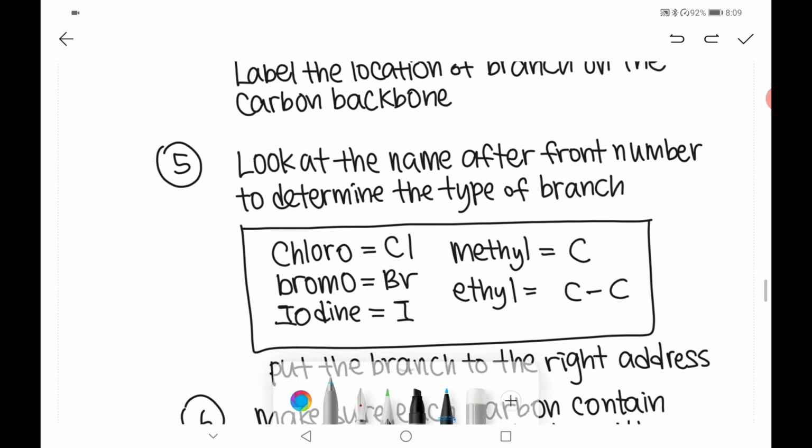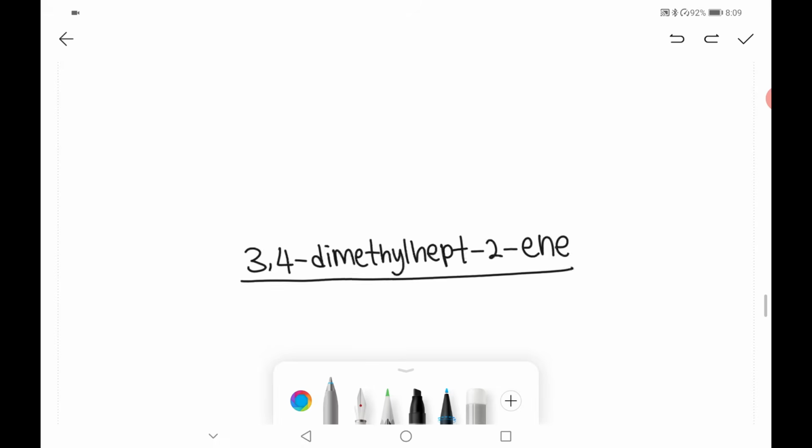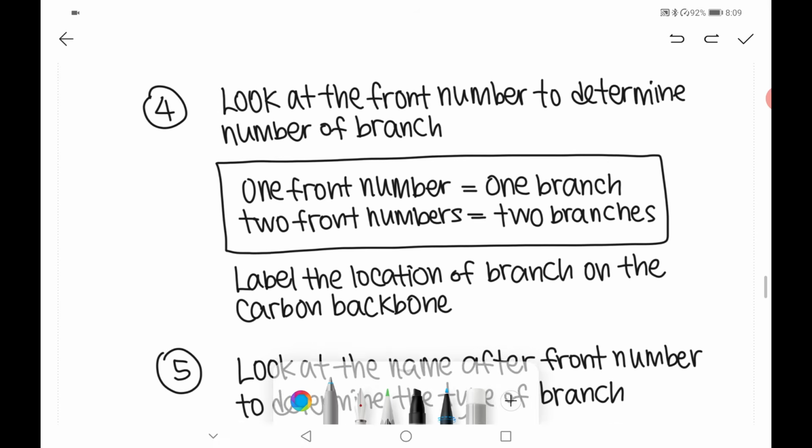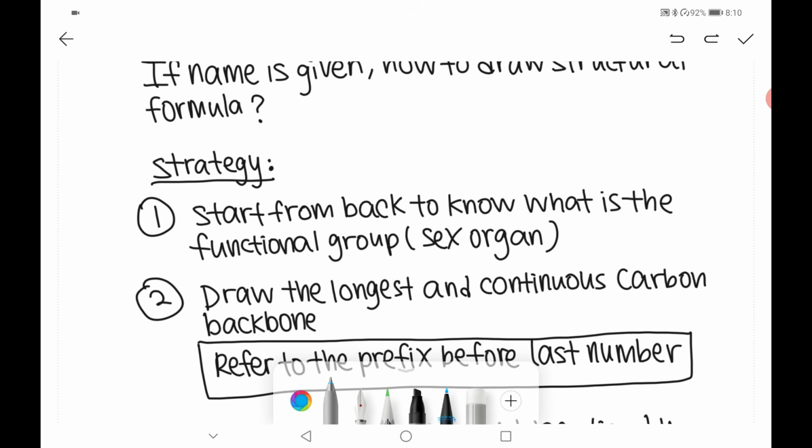Let's look at the strategy. I'll show you the strategy first, then we will do 3 questions. There are a total of 3 examples we will do together to finish today's lesson. Step number 1, always start to draw from the back.